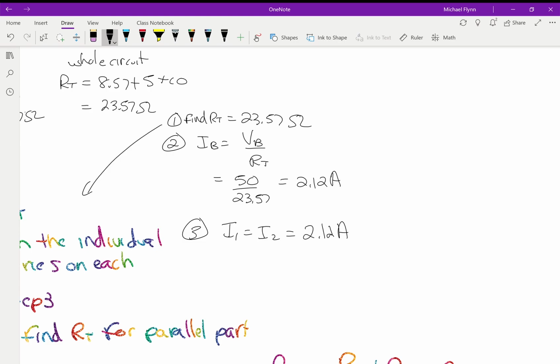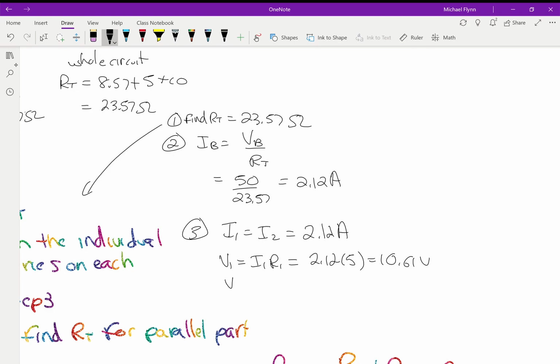Now that we found this, we have to sort of go around the circuit and fill in all the missing values. So I might as well do V1 now. V1 will be I1 times R1 using Ohm's law. That's going to be 2.12 times 5, for my first resistor. So times 5, I get 10.61 volts.